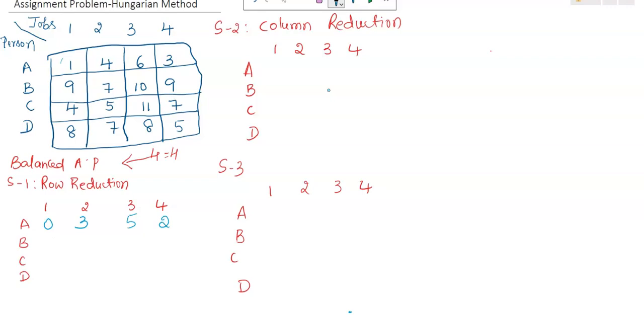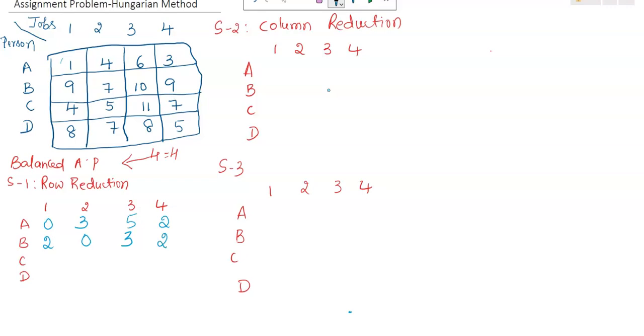Next, in the second row, the least value is 7. So you have to subtract 7 from each element: 9 minus 7 is 2, 7 minus 7 is 0, 10 minus 7 is 3, 9 minus 7 is 2.